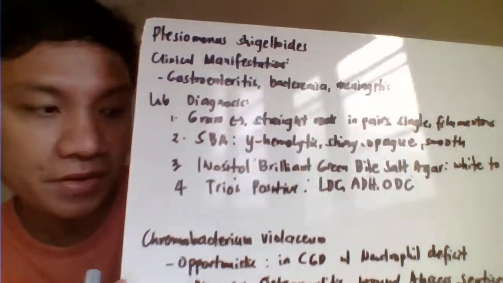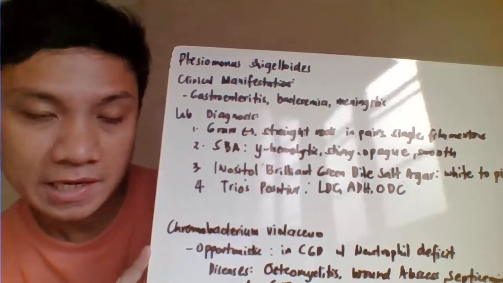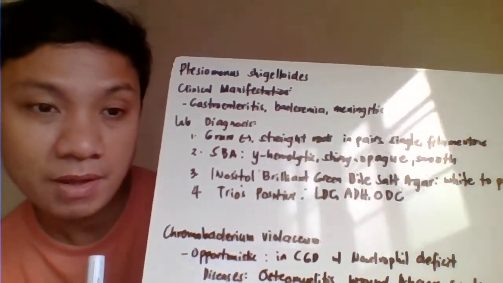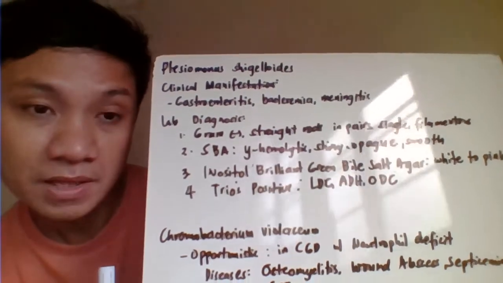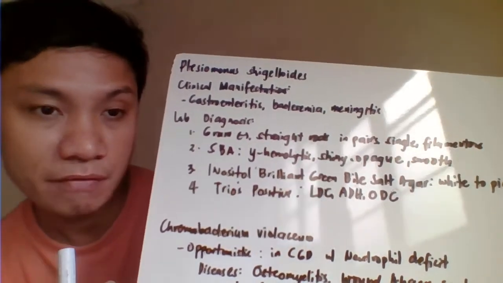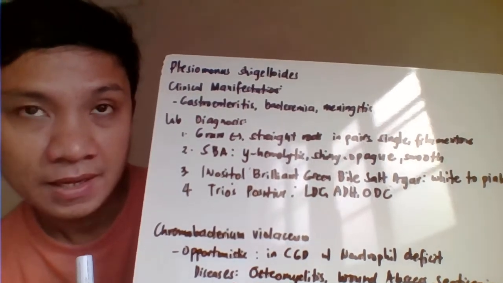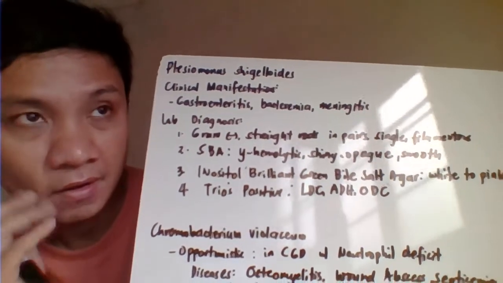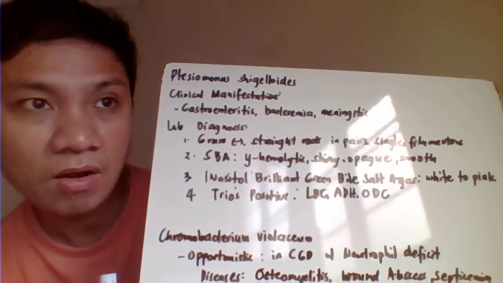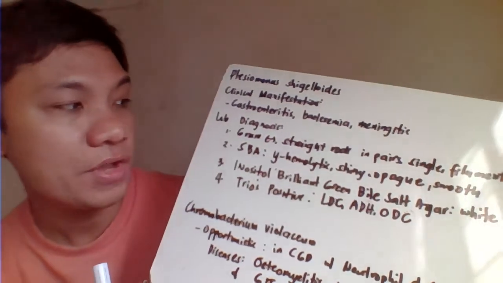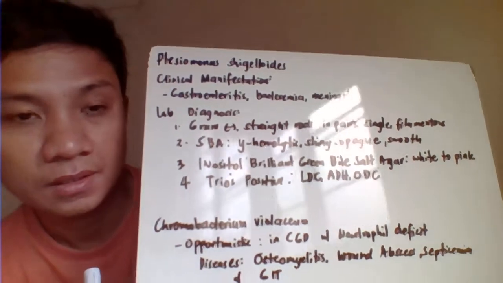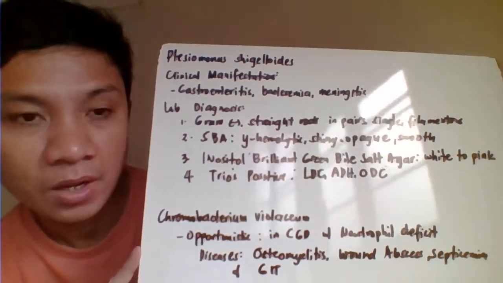Okay, the next one is Plesiomonas shigelloides. Plesiomonas shigelloides today has been regrouped. It already belongs to the Enterobacteriaceae. Remember that Enterobacteriaceae are oxidase negative, and we consider this one as oxidase positive. Therefore, basically, this would eventually be the only oxidase positive member of the Enterobacteriaceae.